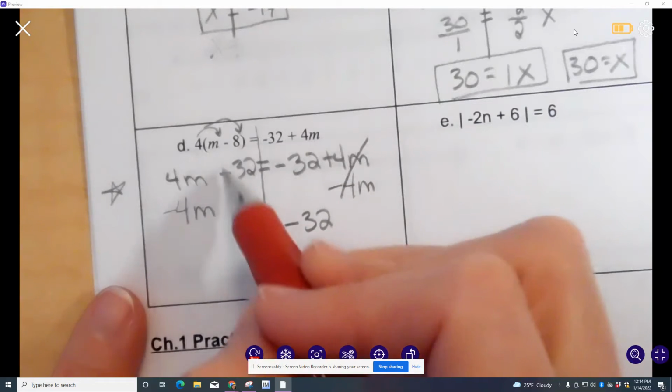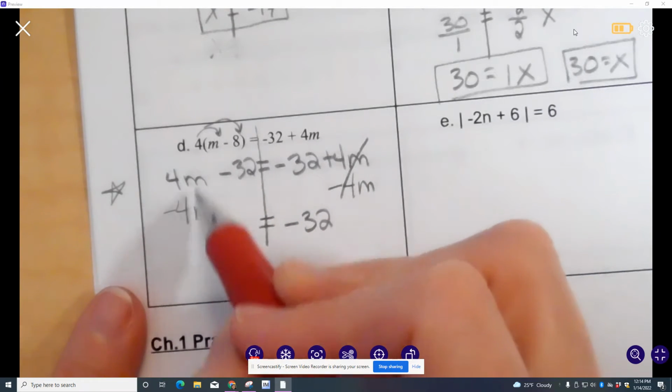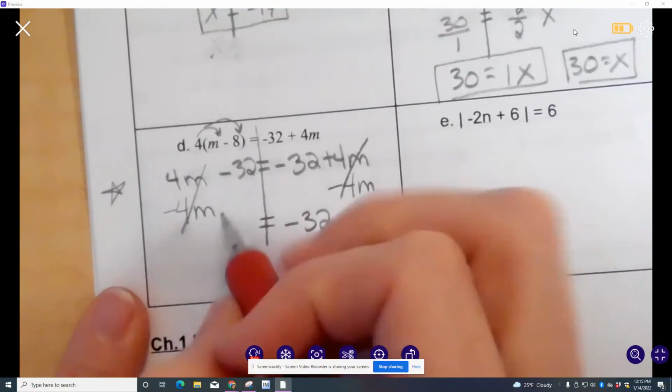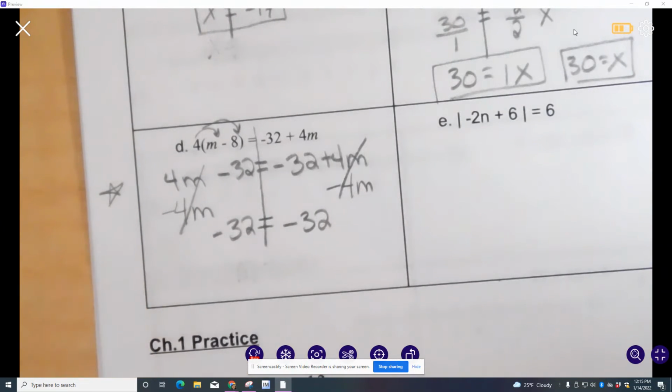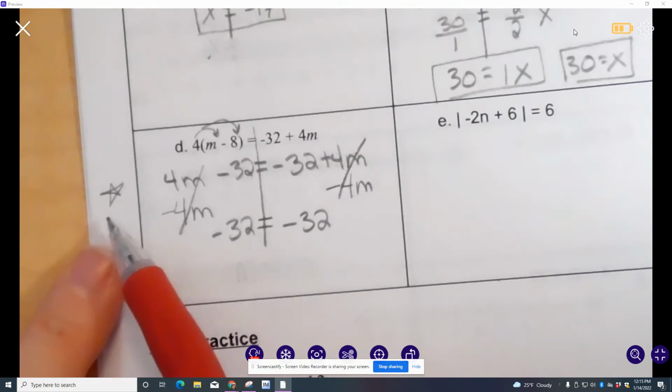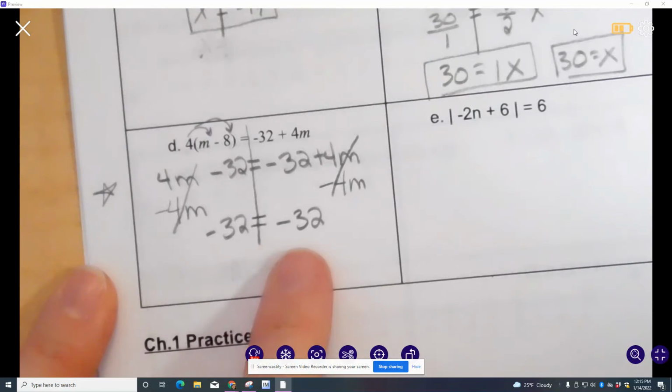Now look what happens over here. Positive 4m and negative 4m is also 0. Negative 32 is left on the left side also. So this is why when the party's the same size, you're going to get one of these unusual answers.